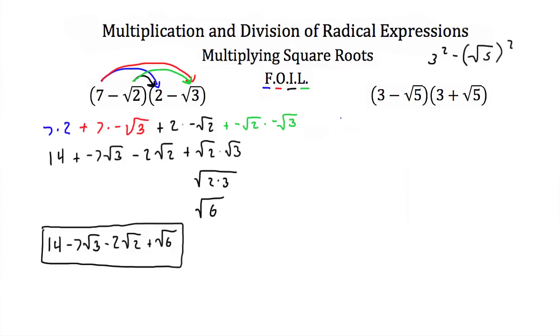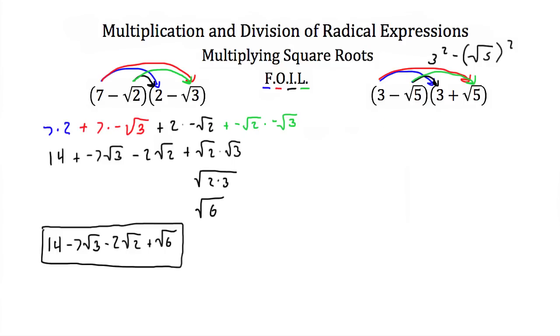When we FOIL, we take our first terms and we multiply them together. Then we take our outside terms and we multiply them together. Next, we take our inside terms and multiply them together. And then lastly, we take our last terms and multiply them together.